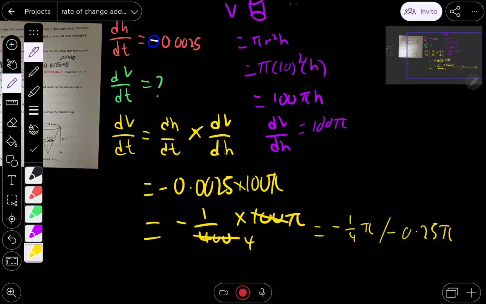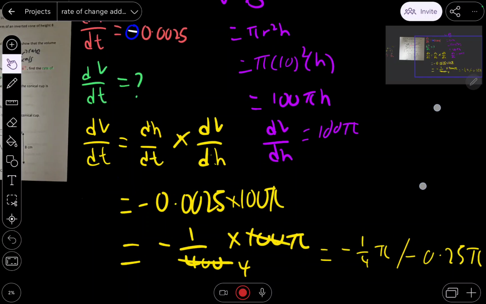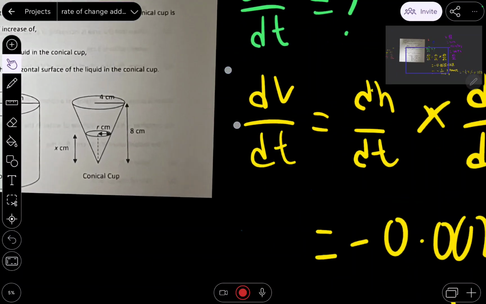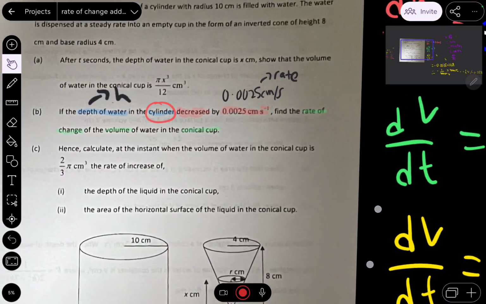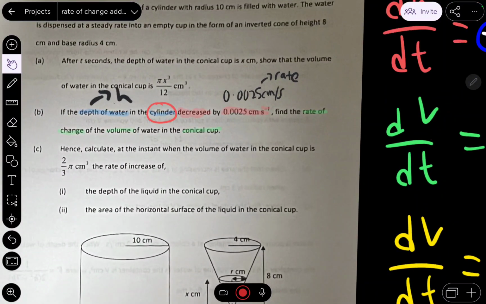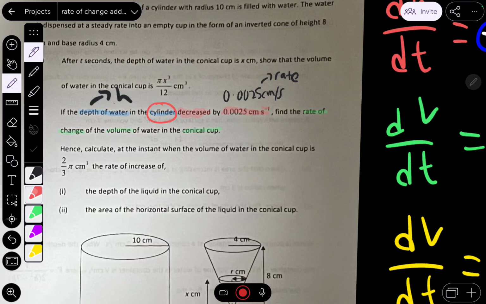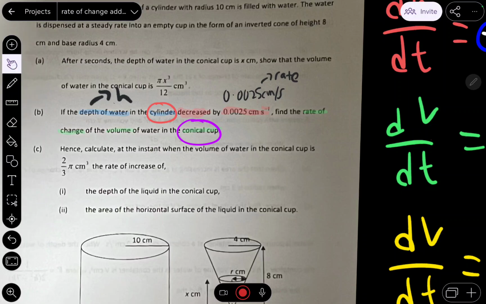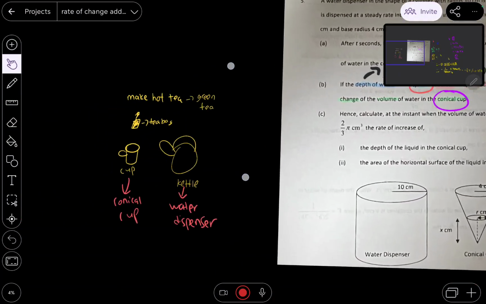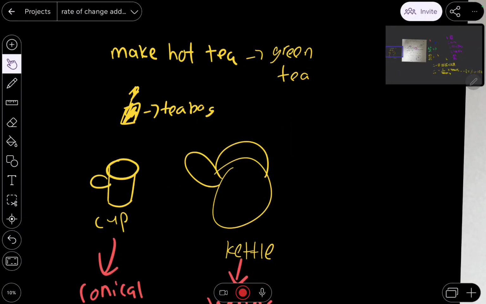Okay. So here's the part. What does the question want? This question is out to slaughter. If you don't read properly, you are slaughtered. Okay? So what do they want? They want the conical cup. That means it's the cone. That's when the kettle and the cup come in.